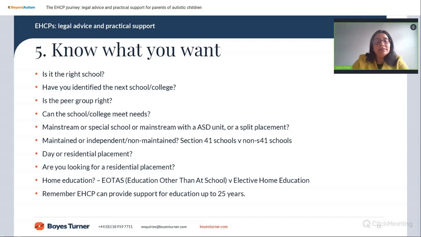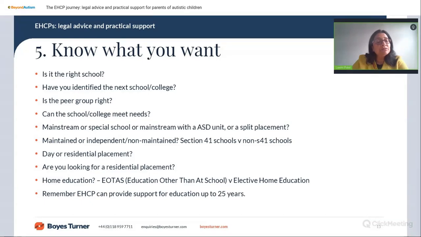The other thing to think about is, is your child in the right school? Are you looking at a change of placement? Are you looking at a different type of placement? Have you found the school or college that you want to have named in the EHCP? Think about the peer group. Think about whether the current placement can meet needs, and think about all the other different types of placements you may have. It could be maintained, or it could be independent or non-maintained. It could be Section 41 schools or non-Section 41 schools.